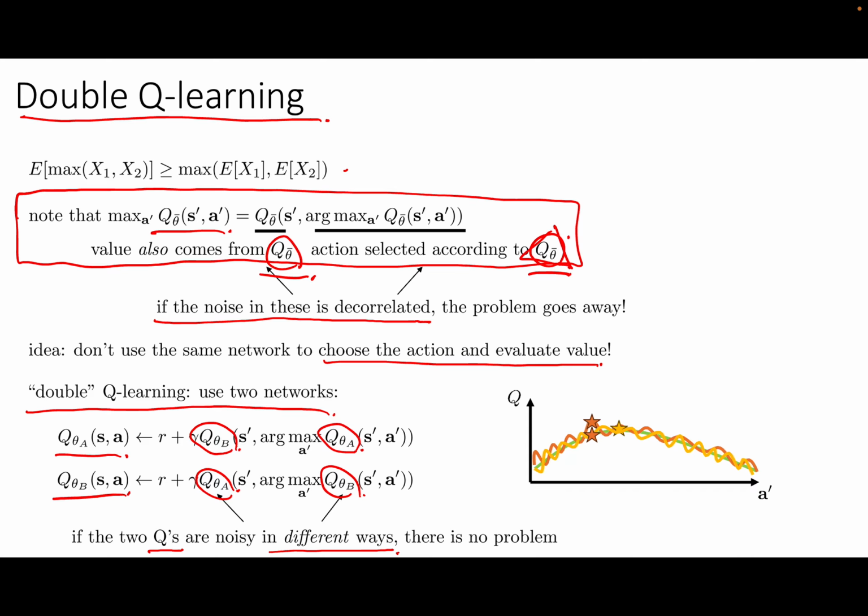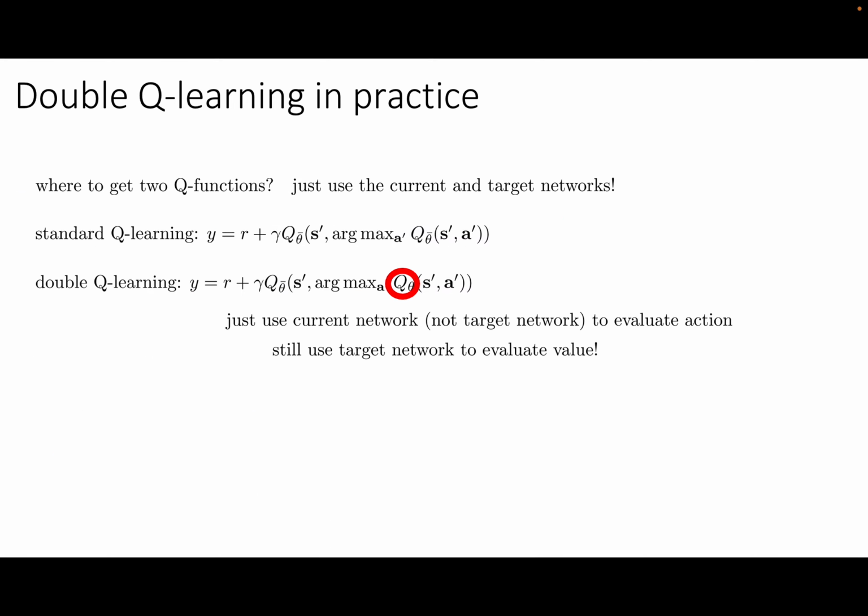So in theory, we actually need three networks: theta A, theta B, and so on. That is too complicated. So in practice, people just use theta Q instead of introducing an additional one. In double Q learning in practice, we get two Q functions, but then just use the current target network. That is what people do in practice.